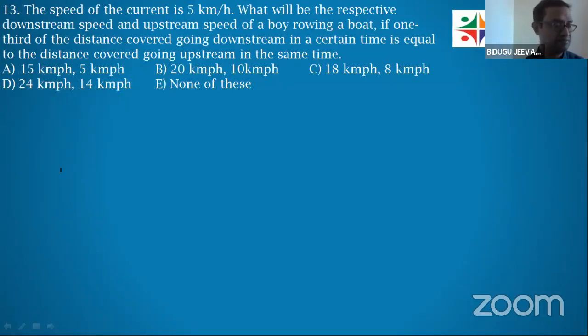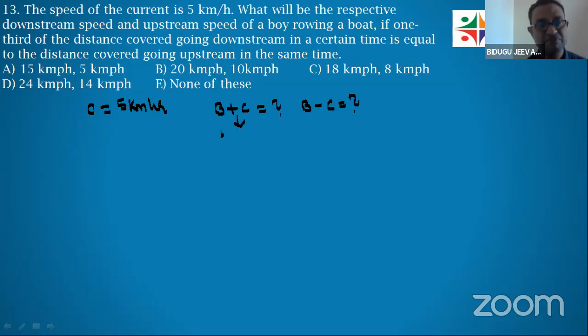Speed of current C is given as 5 km per hour. What will be the respective downstream speed? Downstream means B plus C. Okay, this I have to calculate. And also upstream, B minus C I have to calculate. So now downstream will become x plus 5 because we do not know the man's speed. So this is x minus 5. Stream speed is given.